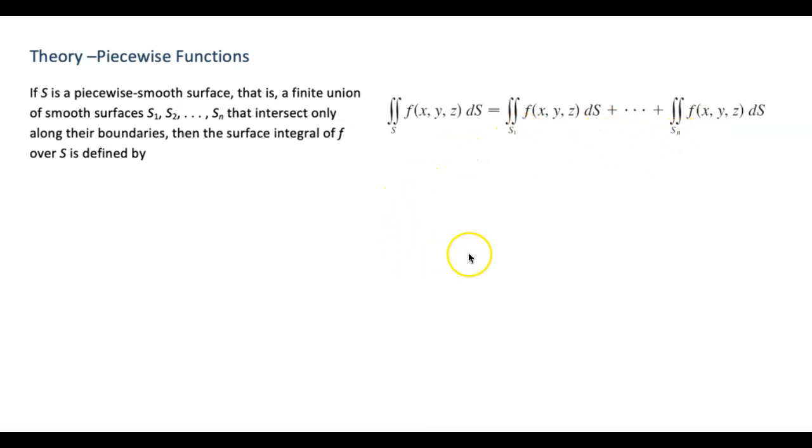And this is the same kind of idea as when we talked about taking line integrals over a piecewise smooth curve, where we can just break this up into each of its smooth curves. In this case, we have smooth surfaces, and just integrate separately. And so let's do an example of this.